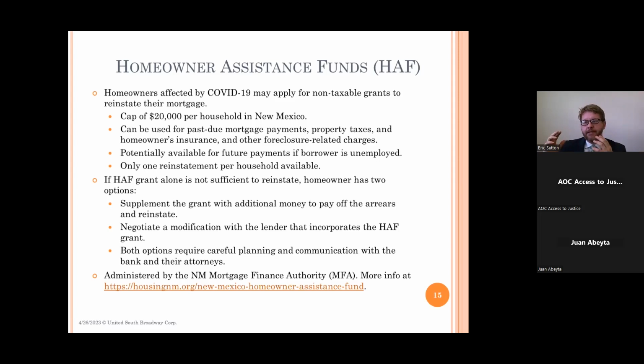But the main goal is to bring current any loan with arrears that are lower than $20,000. But if the arrears are more than $20,000, which does frequently happen, you can use those funds in conjunction with the borrower's own contribution to do a full reinstatement, or you can negotiate a modification with the bank that incorporates the $20,000 and brings a loan current that way. It can be very complicated to do that. The borrower is probably going to want to seek some advice on how to make that happen if they do have to reinstate with their own money or get a modification as part of it, because there's a lot of logistics and communication and planning to line up when payments get made to the bank to make it all work out.